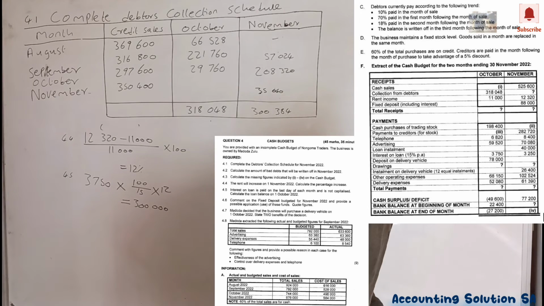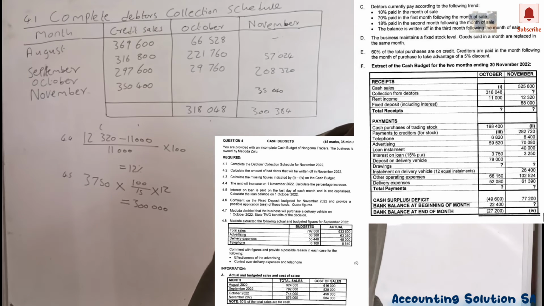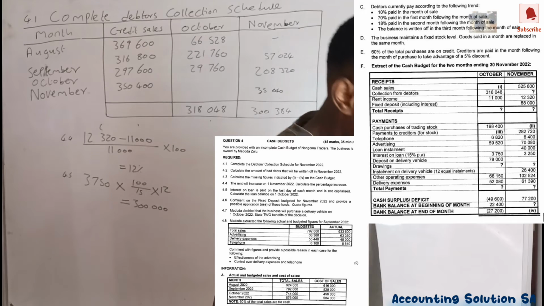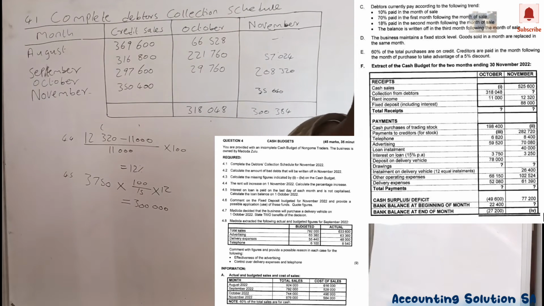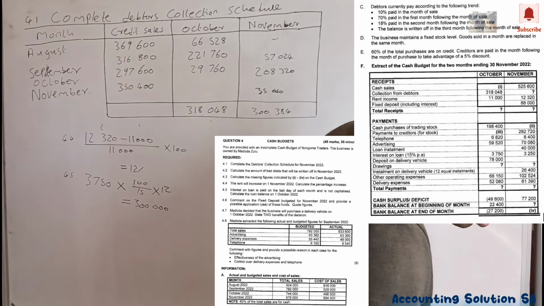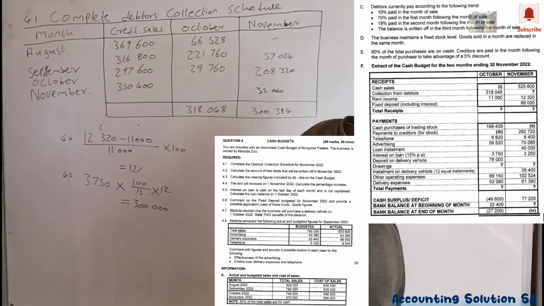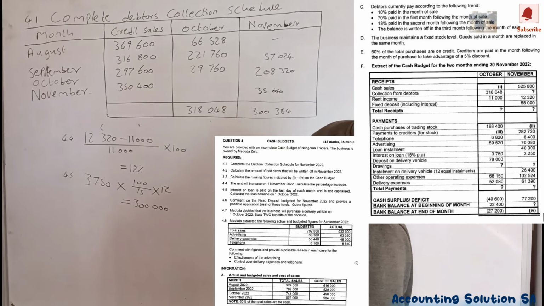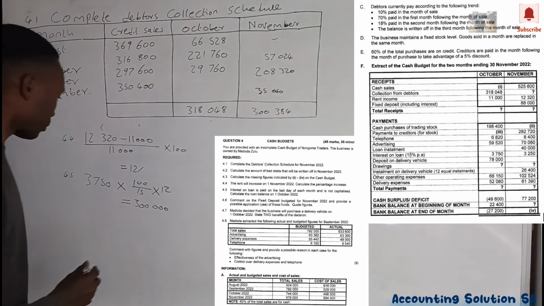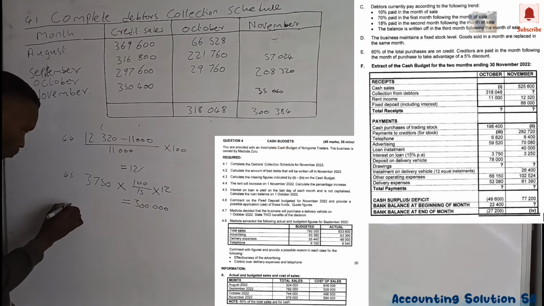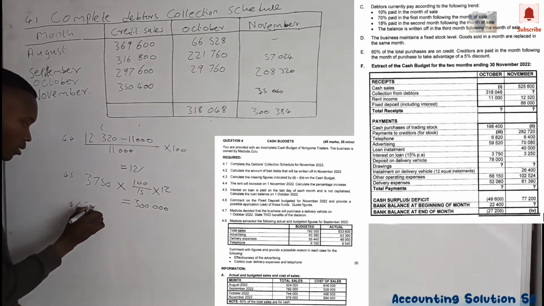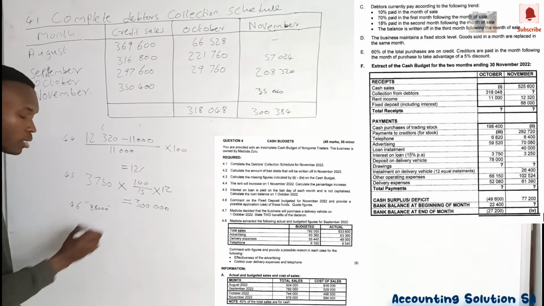4.6. Comment on the fixed deposit budget for November 2022 and provide possible application use of this fund. Quote the figures. All right, now on our table, let's check our fixed deposit. Our fixed deposit is 88,000. When they say you have to quote, it's very simple. It means that you have to indicate that our fixed deposit is 88,000.